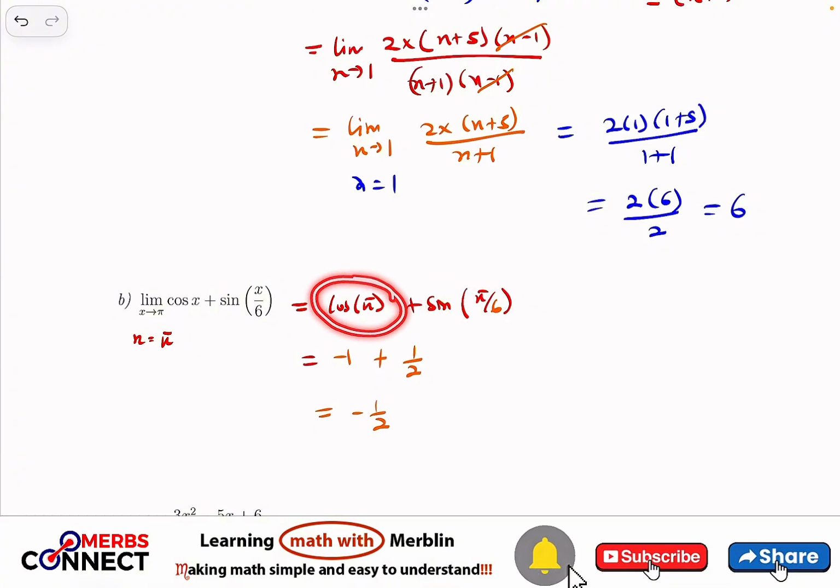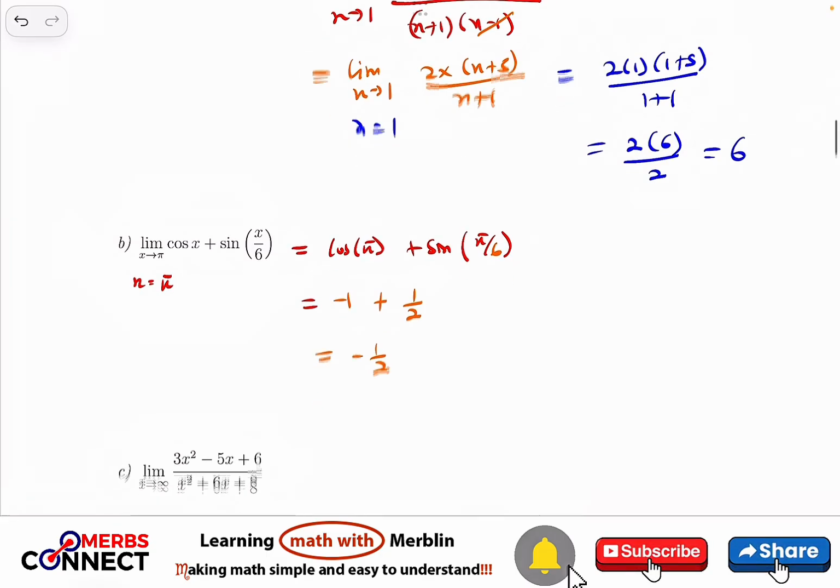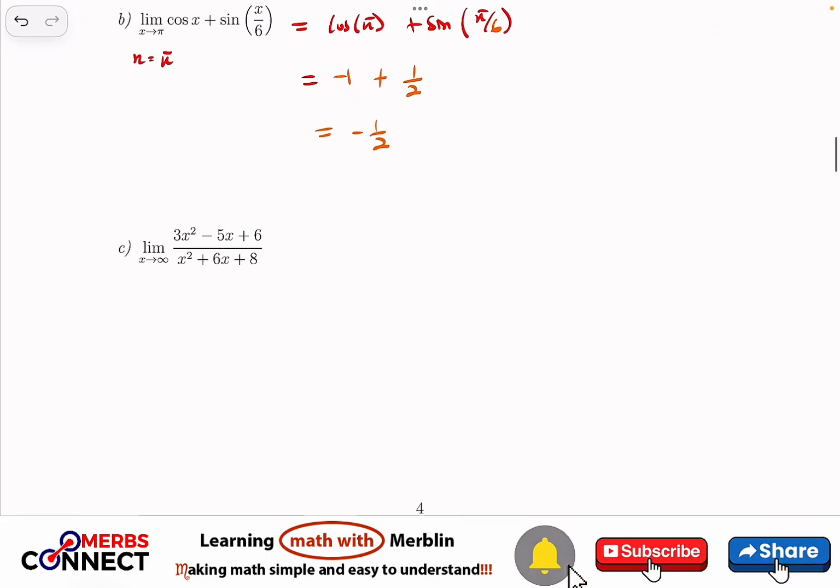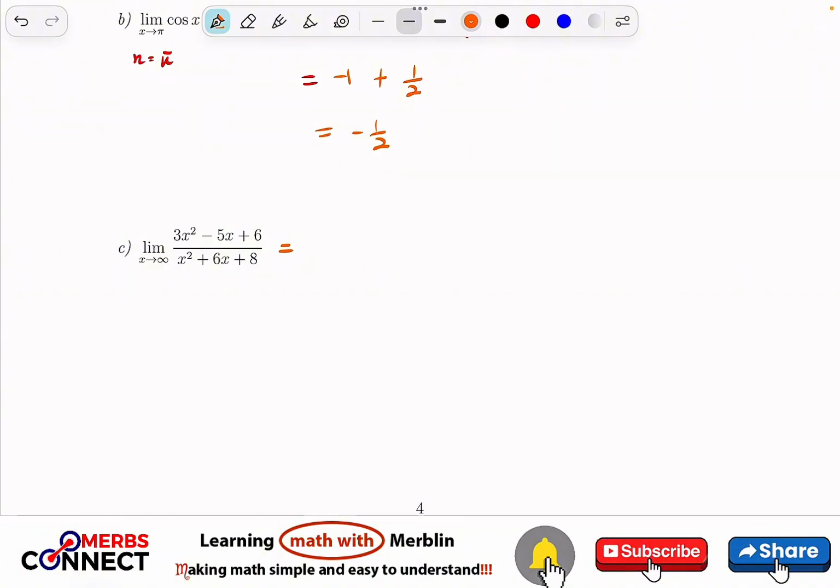And then this one too, I think this one will be the cosine graph, which will tell us that this is equal to -1. Good. And let's look at this one, and this is x approaching infinity. So we need to think about horizontal asymptote or the slant asymptote.